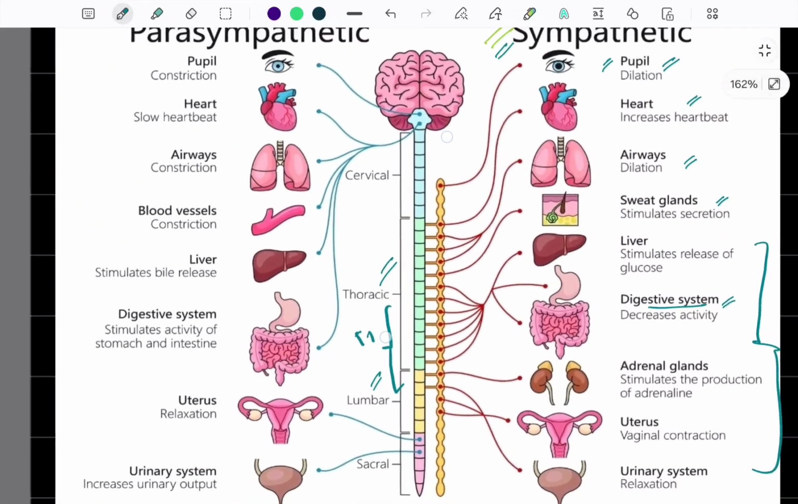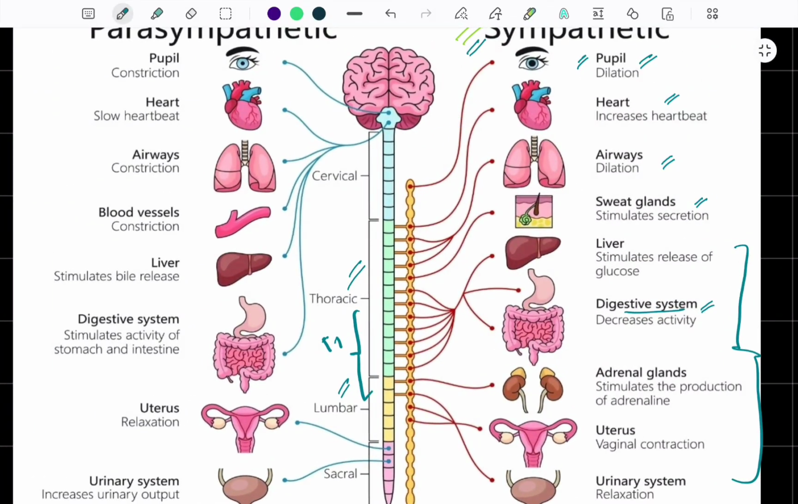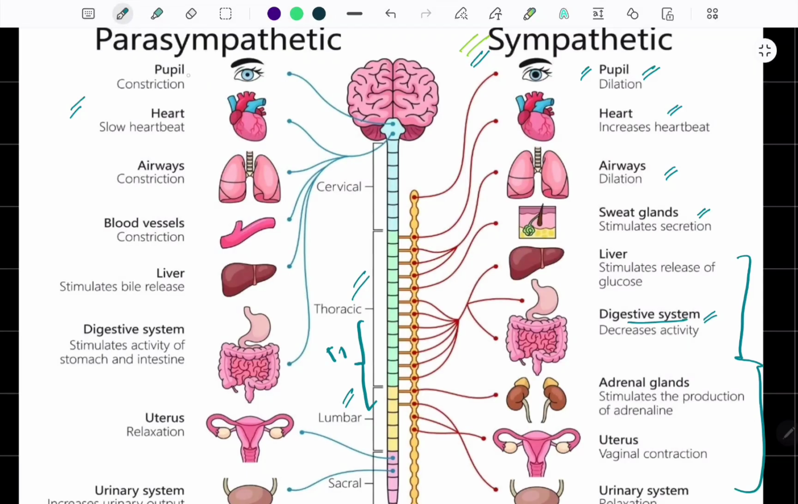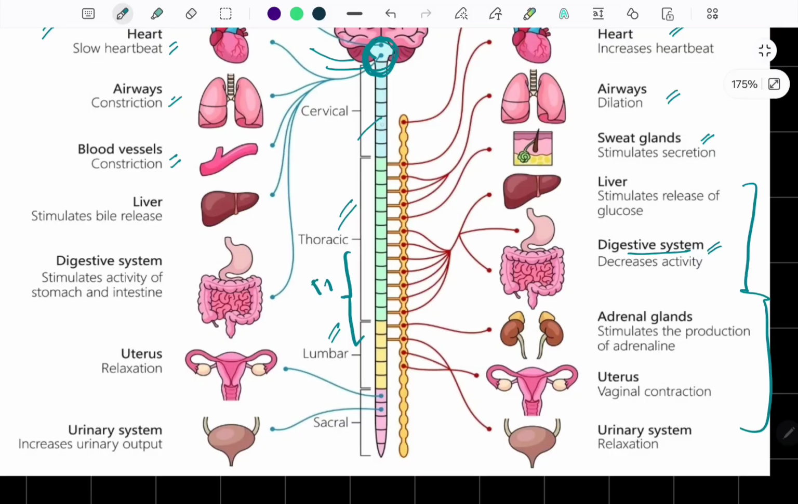When we talk about the parasympathetic system, we all know that it originates from the brainstem and the sacral spinal cord. So these are some of the functions regulated by the parasympathetic system, such as the constriction of the pupil, slowing of the heartbeat, constriction of the airways, and constriction of the blood vessels. You can see this is the brainstem from which the preganglionic fibers are emerging. And secondly, it does not emerge from anywhere except this sacral region. So you have to remember the location properly in order to understand the functions properly.